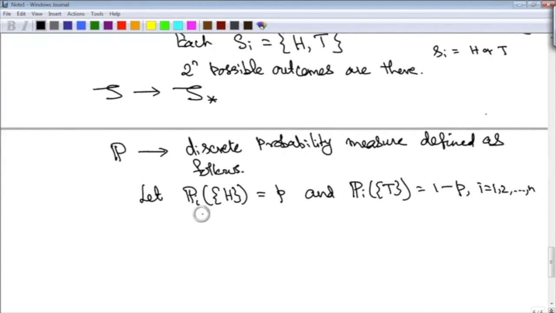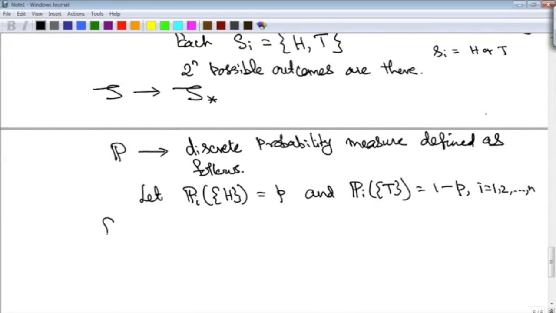So from here we have to hook up the general probability for the product space. We have probability for individual probability spaces. Now we have to define the probability for the product space of all these probability spaces.